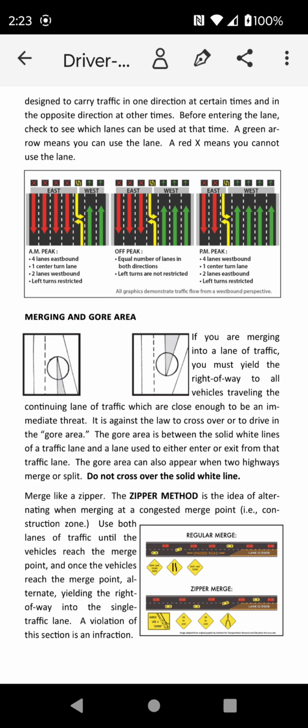Before entering the lane, check to see which lanes can be used at that time. A green arrow means you can use the lane. A red X means you cannot use the lane.